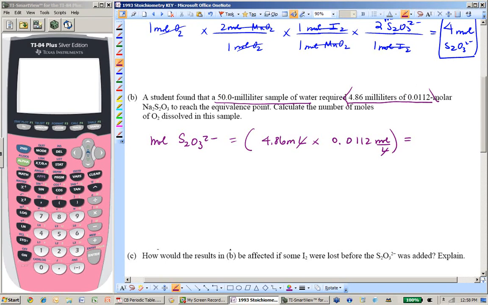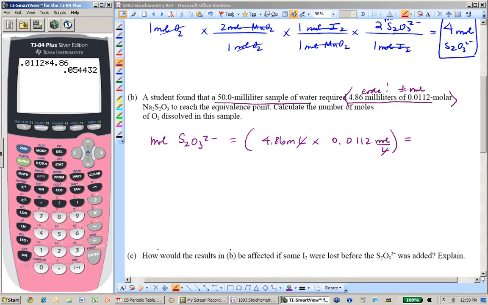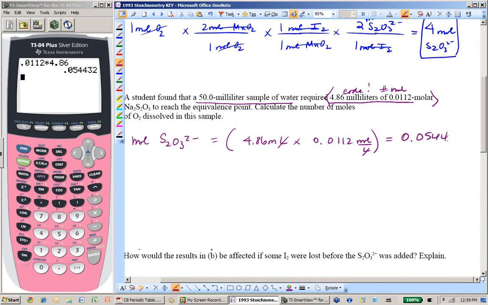I need you to start recognizing this as code. This is code for the number of moles. And you can deal with the milli, or you can make them times 10 to the minus 3. I don't care. But I'm going to leave it in millimoles because I'm not a fan of a million zeros or scientific notation. It just slows me down. So 0.0112 times 4.86 gives me, it's a small enough number as it is, 0.0544 millimoles of S2O3 2 minus.